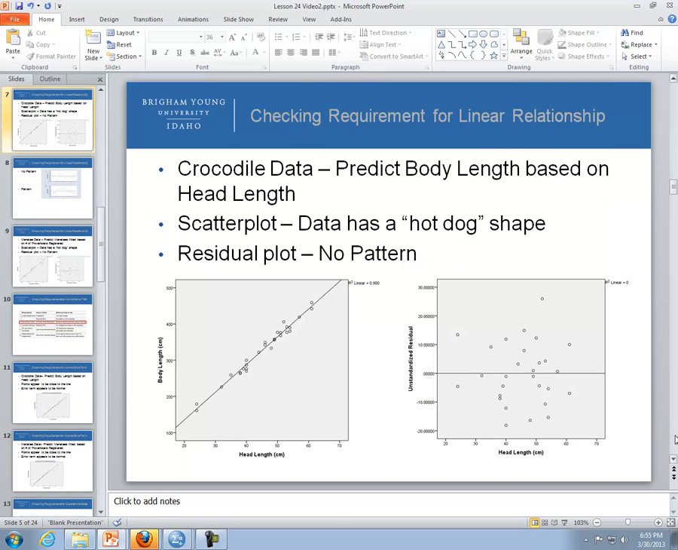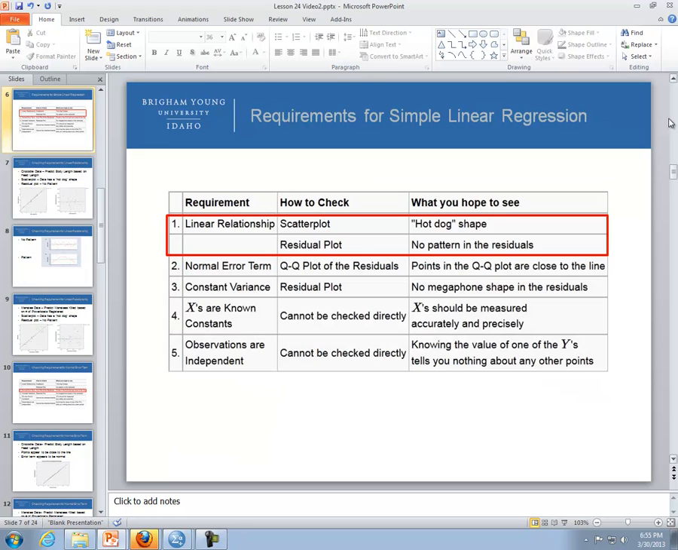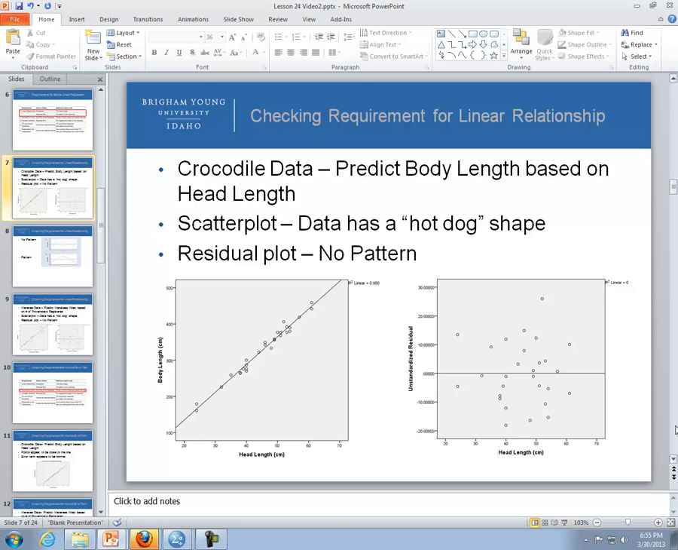Okay. So now let's talk about linear relationship. Okay. So first of all, with the crocodile data. So I used the crocodile data as well as the manatee data for lesson 23. I'll do it again for lesson 24. With the crocodile data, we wanted to predict the body length based off the head length, going back to the supercroc video where they wanted to predict the body length because they found a skull of supercroc, a big skull, so they wanted to predict the body length of supercroc.